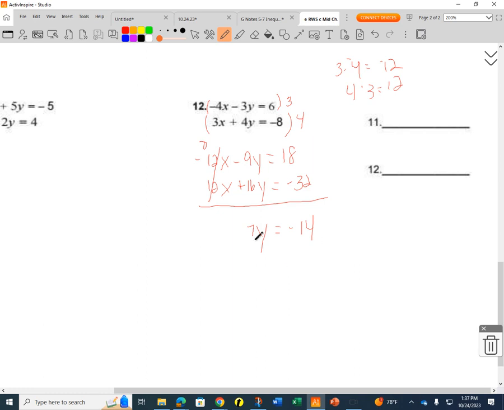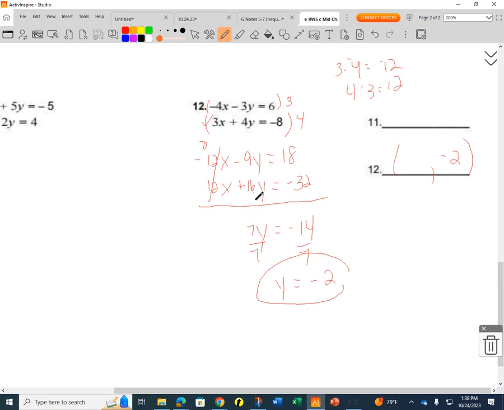Now I divide both sides by 7. That's how we're solving that one-step equation. y equals -2. So now I know I have one solution, and I know the y coordinate is -2. How do I find the x coordinate now? Yeah, I can plug it into either one. So I'm going to plug it into the bottom one. It doesn't matter, you can do whichever one you want.